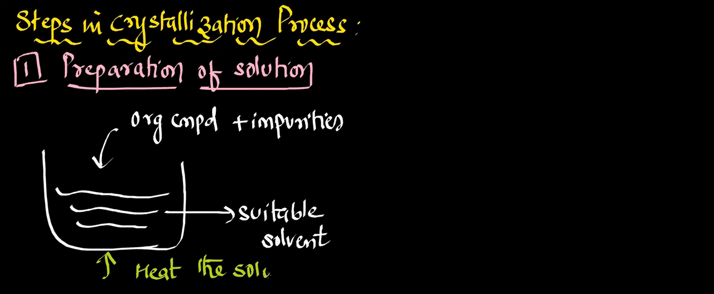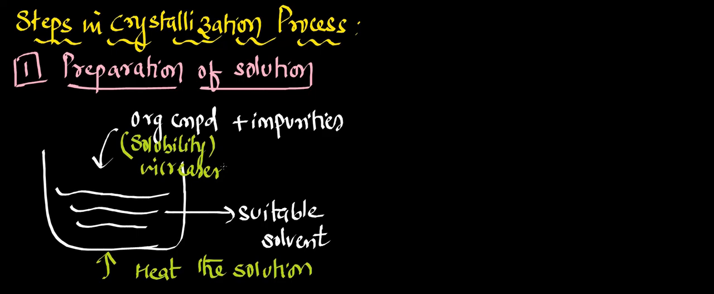So when you heat the solution, what happens? As I told you, the solvent must dissolve the solute more at higher temperature compared to room temperature. So whenever we heat the solution here, the solubility of the organic compound increases. When solubility increases, what happens? Finally the solution becomes saturated.